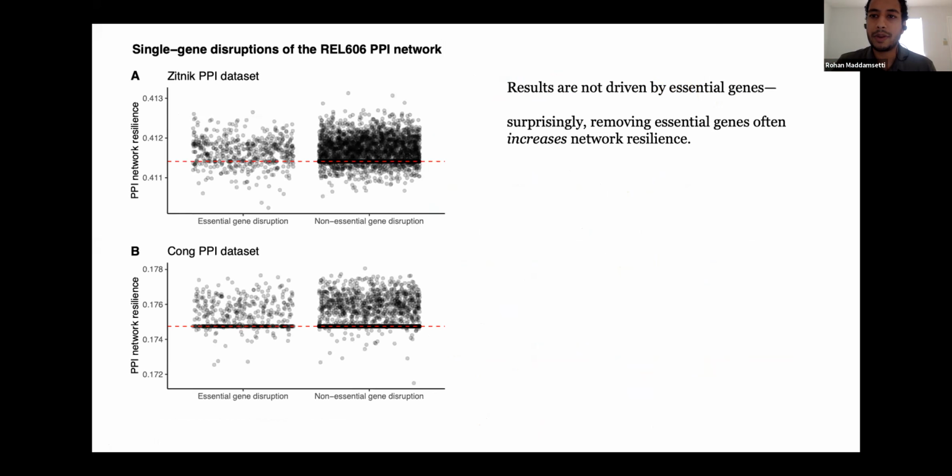One thing that I thought about was that maybe it's just that we can't remove essential genes. But it turns out, and again, this is something reviewers pushed me to do, that essential genes don't seem to be enough to explain this result.